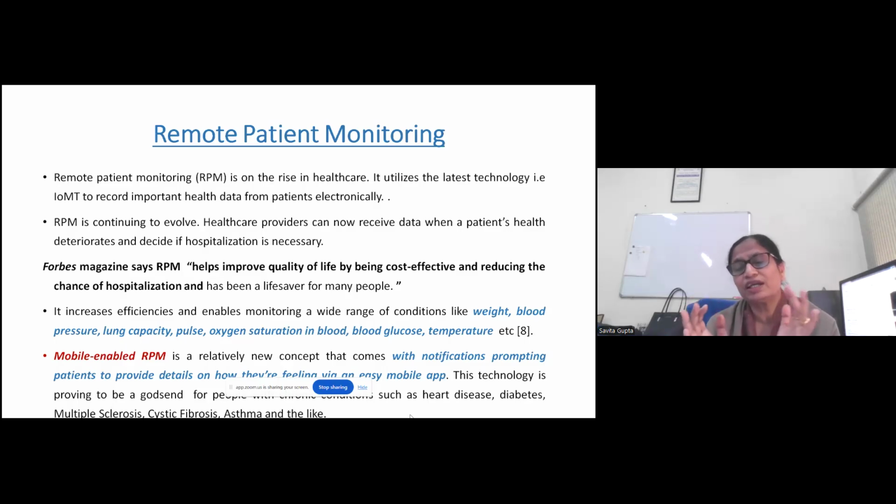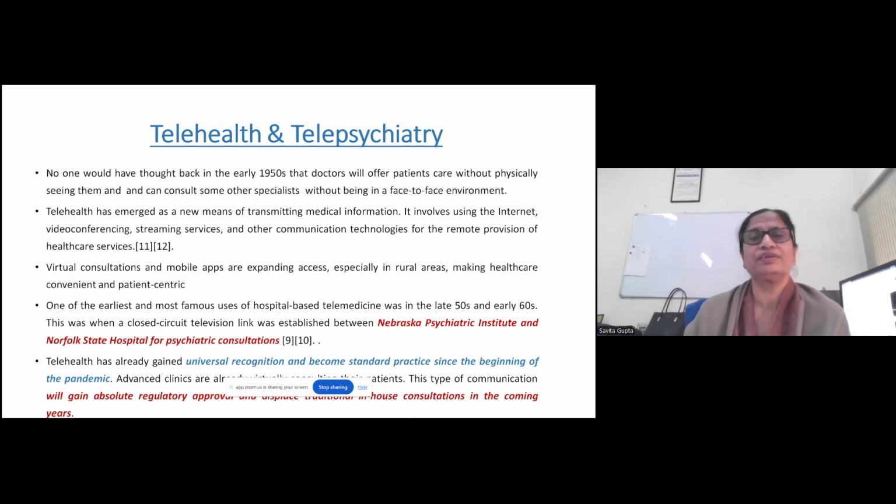Now we are seeing that the enabling technologies for RPM are IoMT, wearables and mobile apps. And at the core of all these technologies are AI and machine learning. So all these technological trends are working in synergy. None of them can work in silos. This change in the healthcare ecosystem is possible because all these technologies are working in synergy.